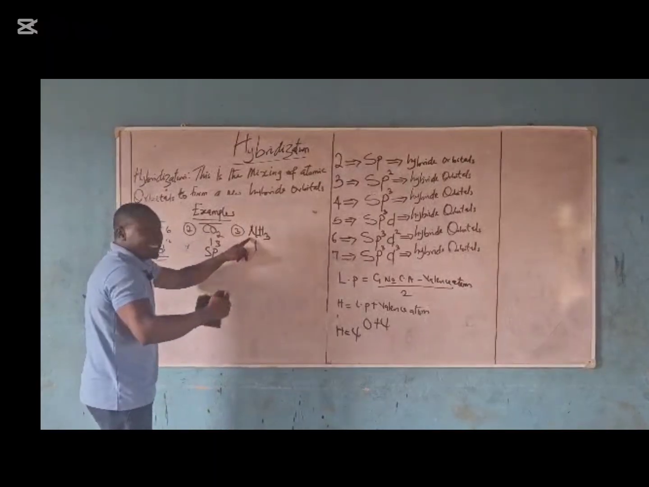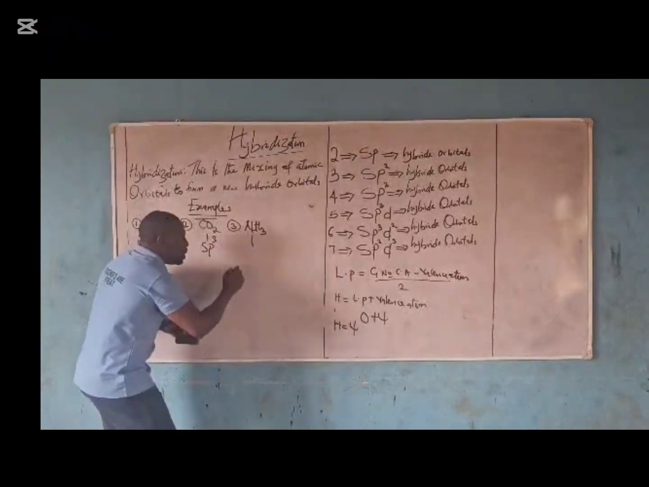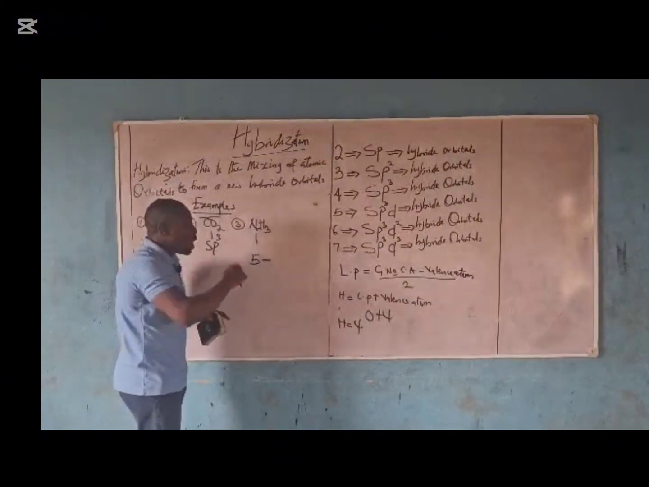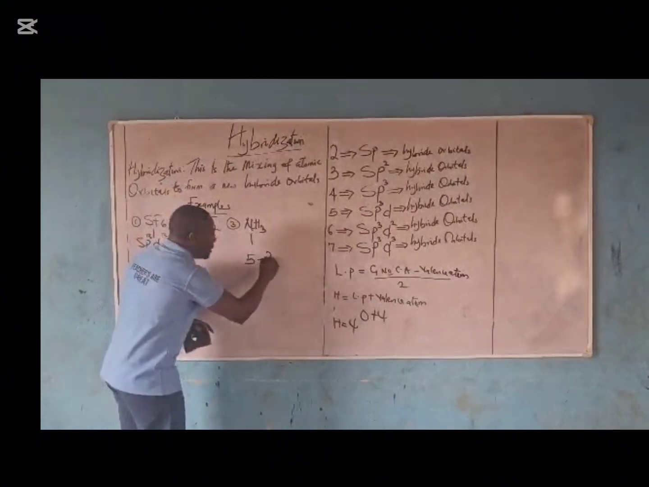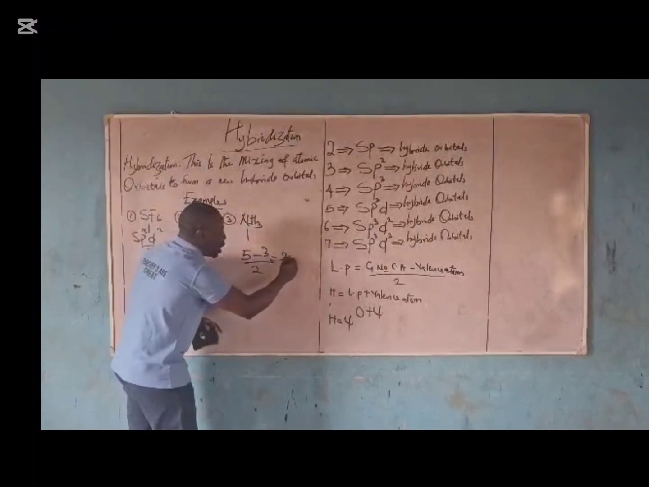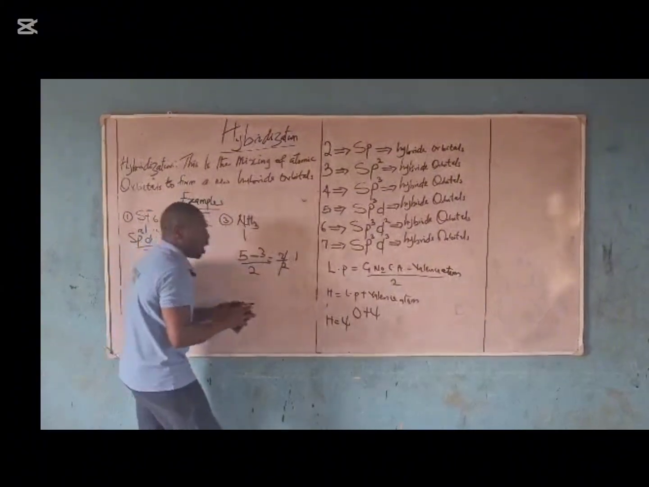Now nitrogen is the central atom. And what group is nitrogen? Group 5. So we have 5 minus, what is the valency of hydrogen? 1. 1 times 3 is 3. So we have 3 divided by 2. 5 minus 3 is 2 all over 2. Now when 2 divides 2, we have 1. Then we come to look for the hybrid.